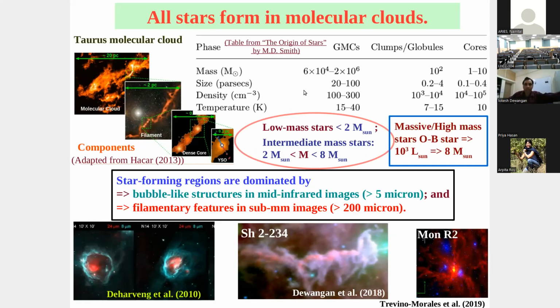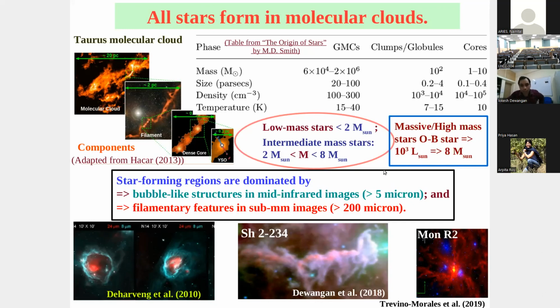In general, we can also classify stars based on their masses. Sometimes we can say this is a low mass star, intermediate mass star, or massive star. That we basically decide based on their masses in terms of solar mass. When we say massive stars, we refer to stars having masses more than 8 solar masses. And below this 8 solar masses, they are called low mass stars or intermediate mass stars.